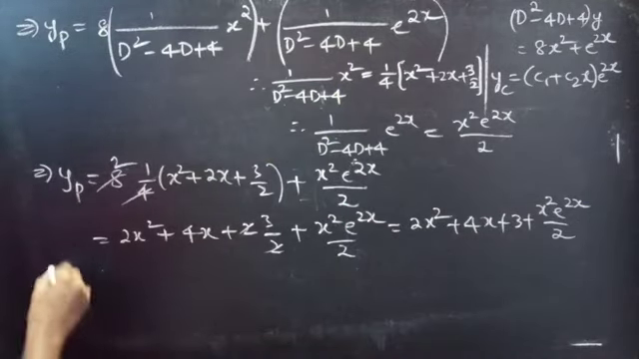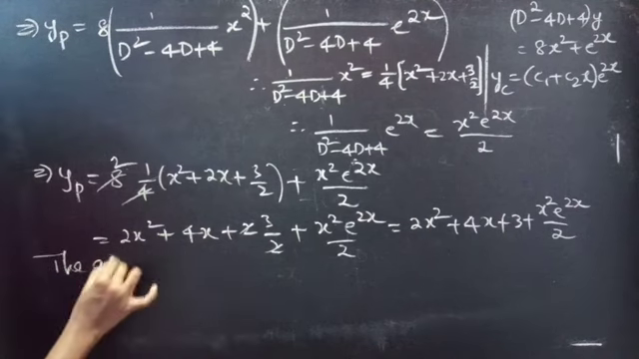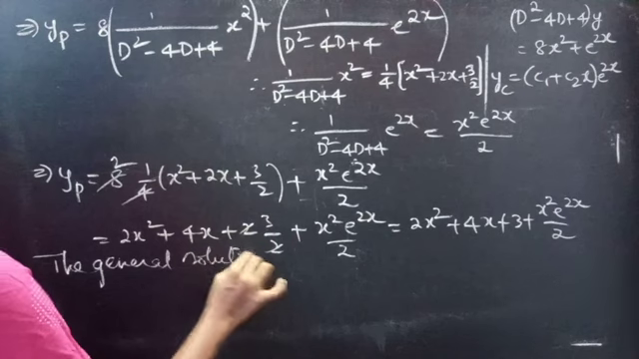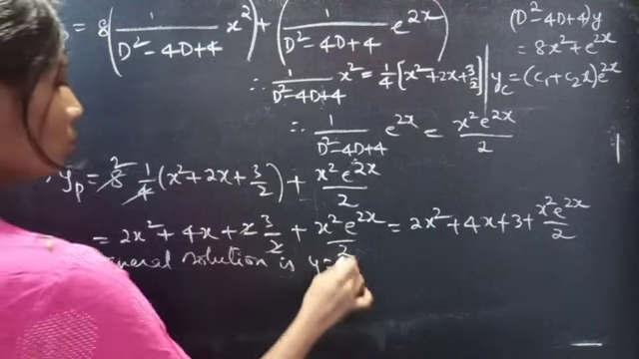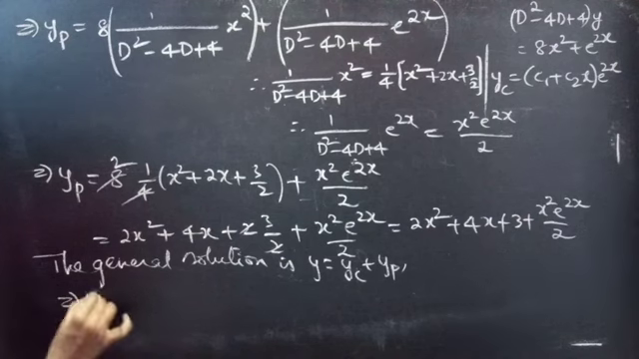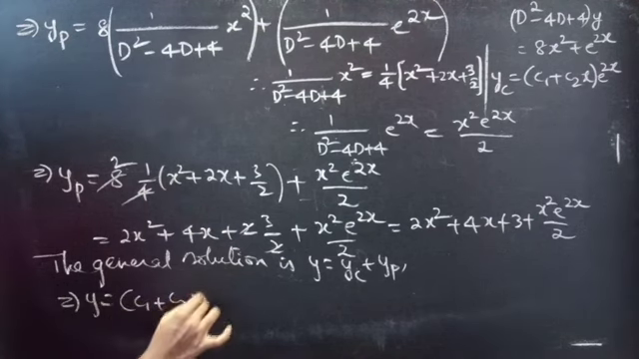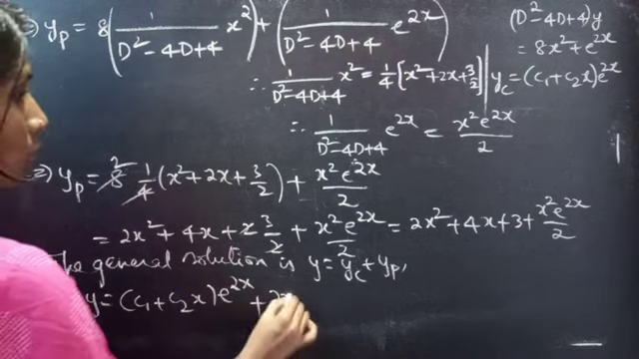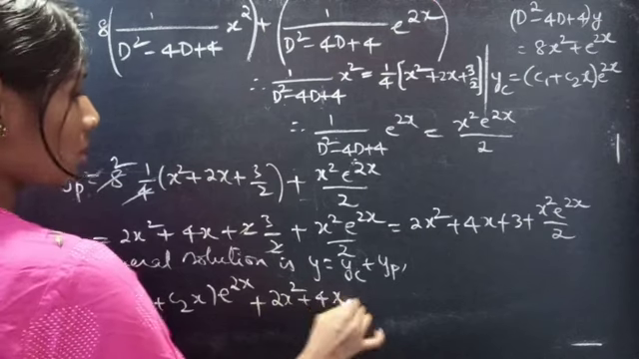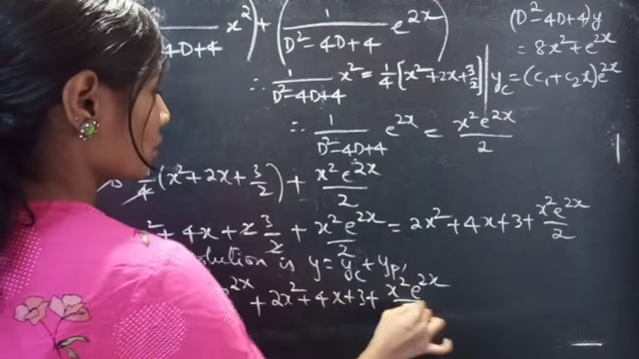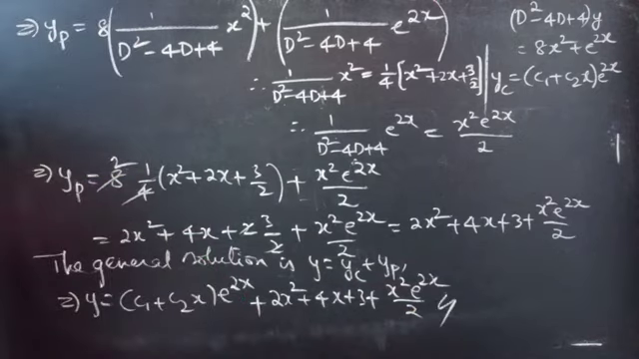Now let's write the general solution. The general solution is given by y equals yc plus yp. Then y equals, we have yc and yp, right? yc is c1 plus c2x into e power 2x plus yp is 2x square plus 4x plus 3 plus x square into e power 2x by 2, which completes the problem.